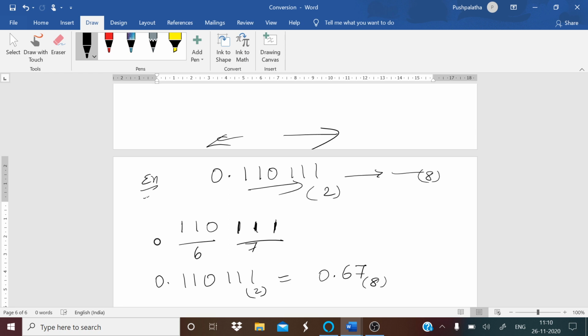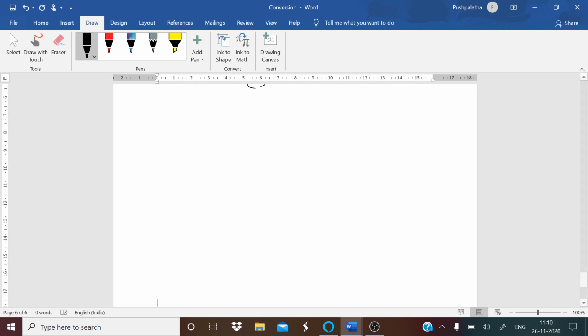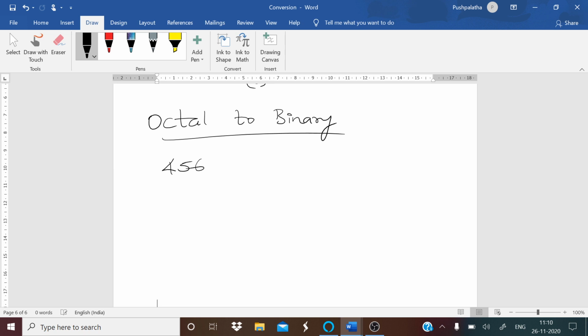Okay, hope you have understood. Now, let us go for the next part, that is octal to binary, and vice versa. Again, this is also very simple. For example, you have the number 456 in base 8. You have to convert it into base 2. How are you going to do this?